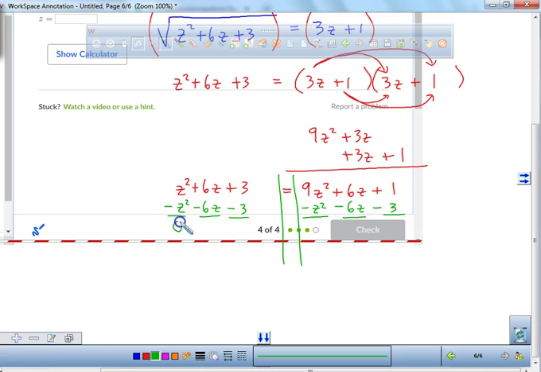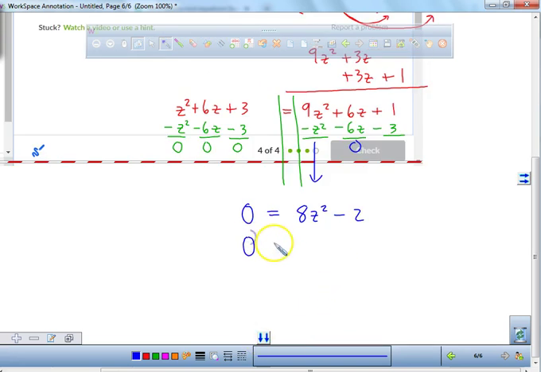Okay, so what happens here? That zeroes out, that zeroes out, those zero. These are all additive inverses, all right? They all zero out. What do we have left standing? We have 0 equals what? 8z squared, good. Those zero out, right? All right, that's 2. Interesting.